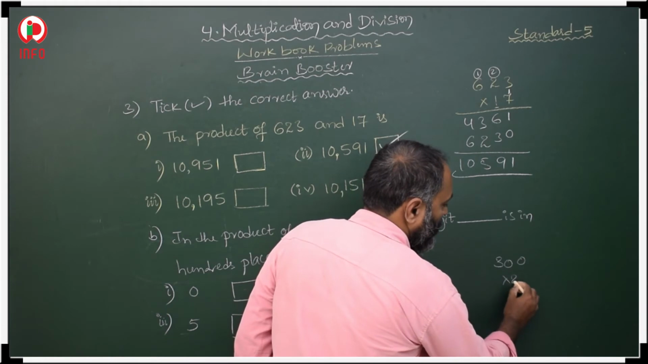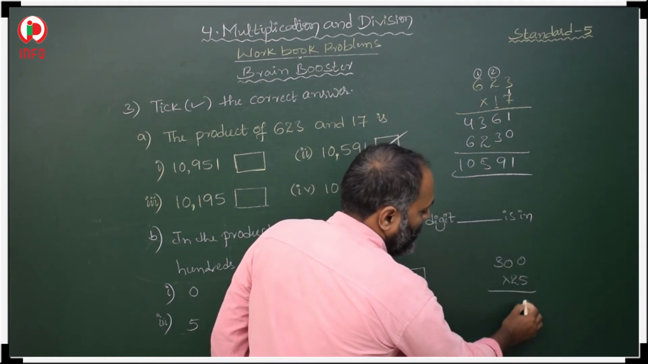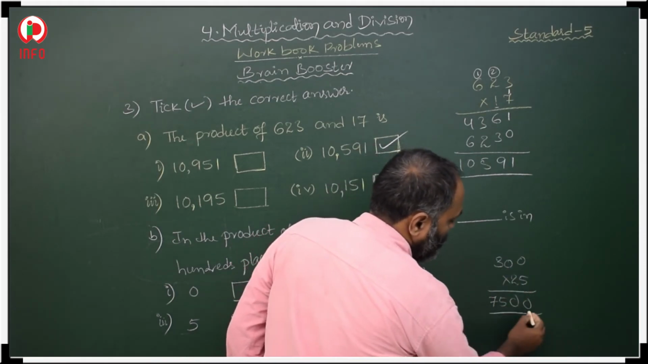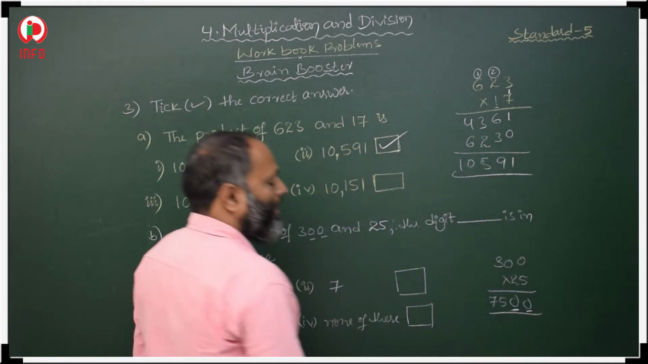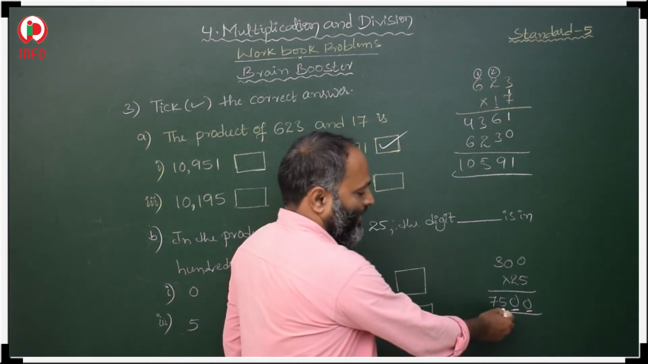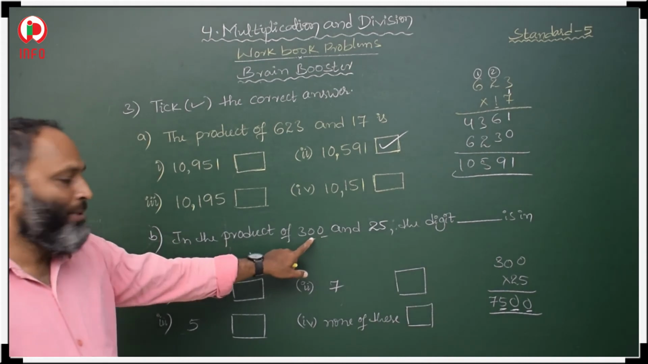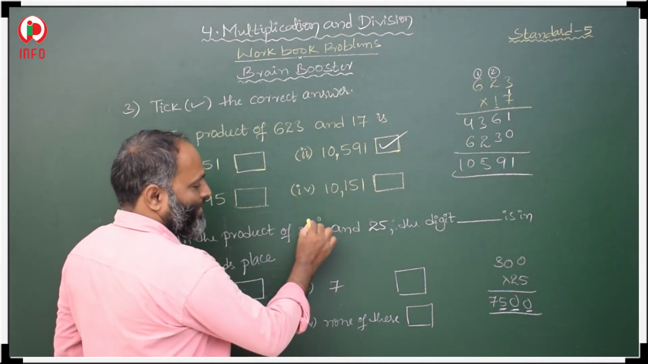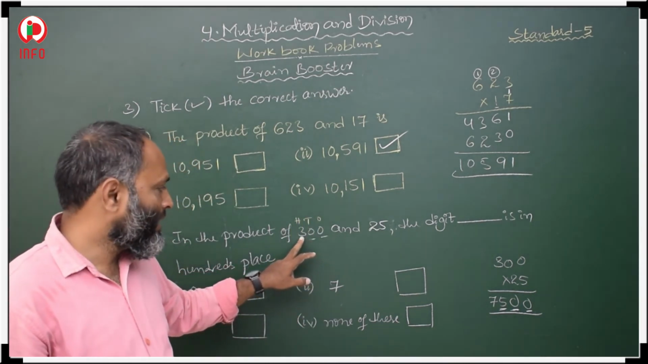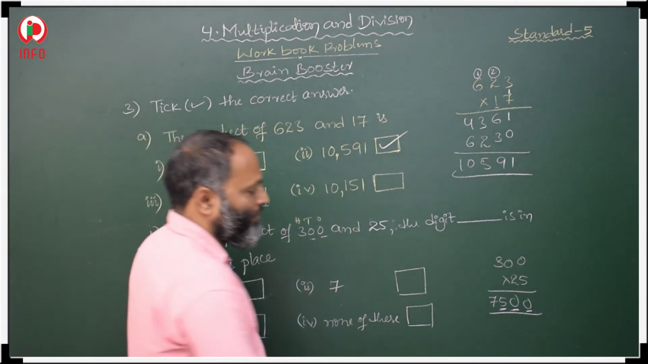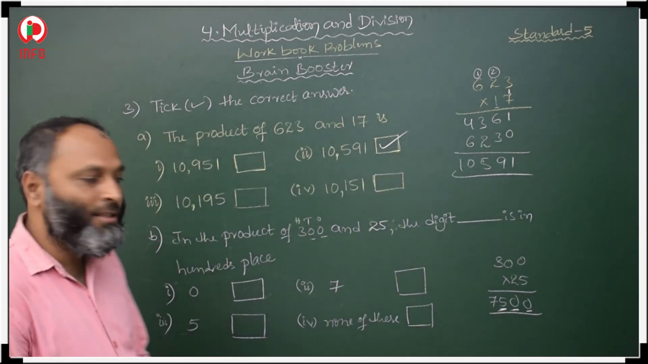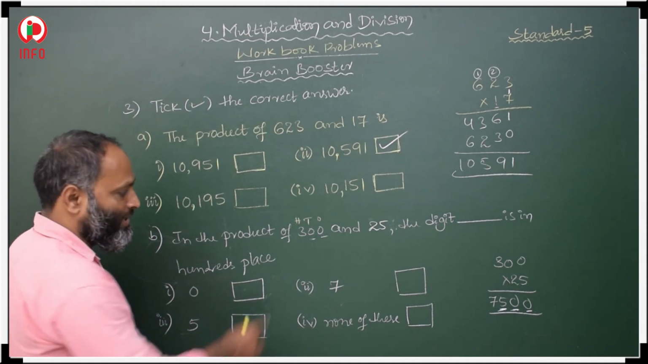300 multiply with 25. 25 zeros are 0, 25 zeros are 0, 25 threes are 75. Ones place, tens place, and this is the hundreds place. If he asks the tens place, that is 0. He is asking the hundreds place, so you have to check: ones, tens, and hundreds. In the hundreds place we have 5.